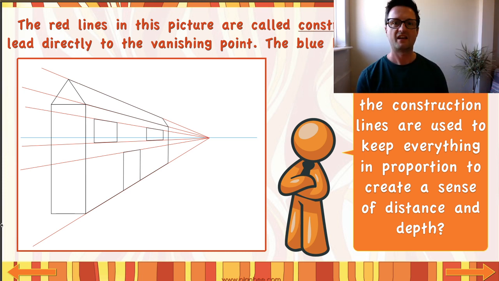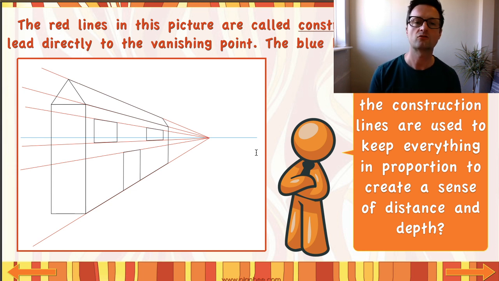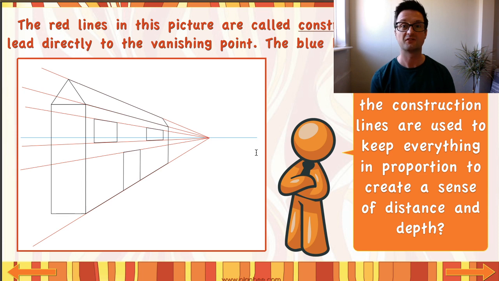In this picture that you can see, the red lines are called construction lines, and they lead directly to the vanishing point. And the vanishing point there is on the horizon line, which is drawn in blue. Can you see how the construction lines are being used here? They help keep everything in the building in proportion and create a sense of distance and depth.